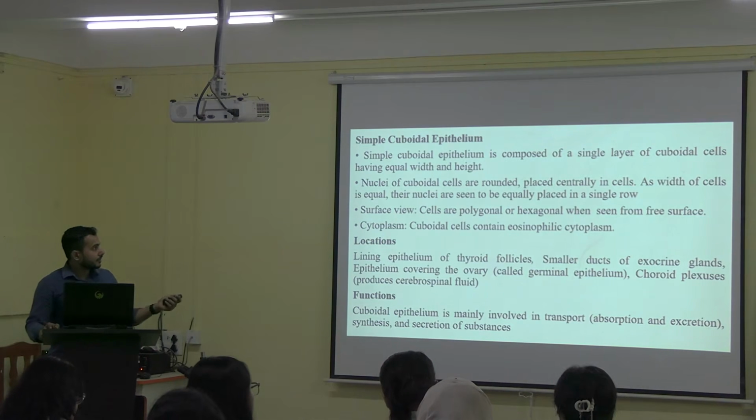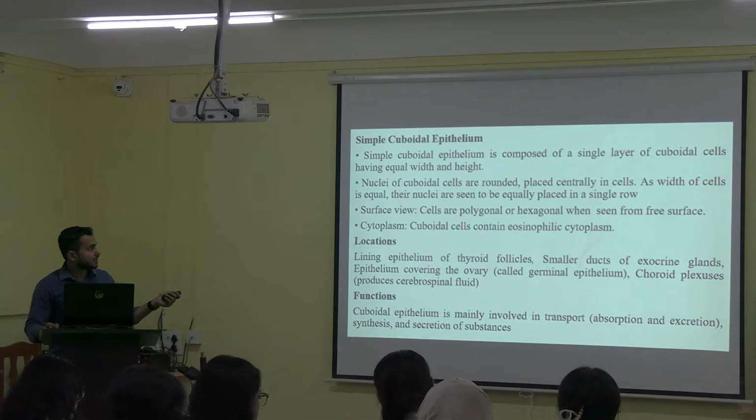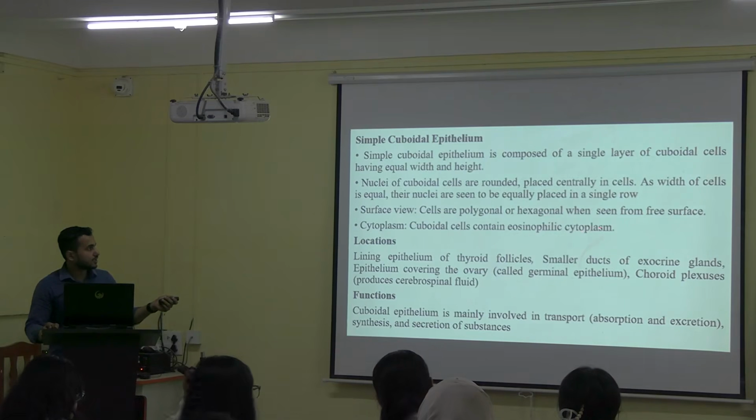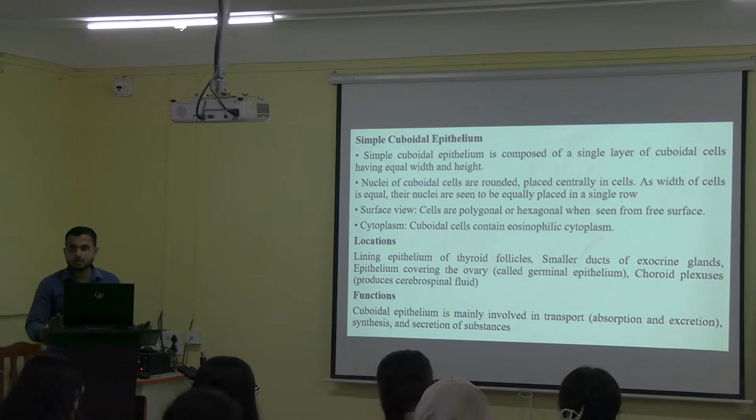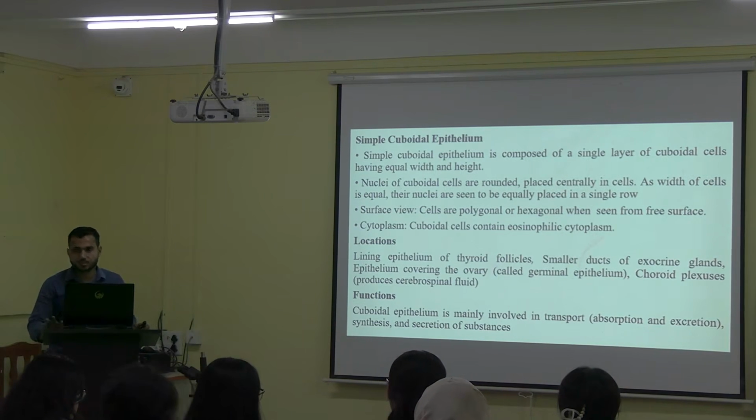Now, if you see the surface view, cells are polygonal or hexagonal. And the cytoplasm: cuboidal cells contain eosinophilic cytoplasm. Eosinophilic appearance will be there in the cytoplasm.